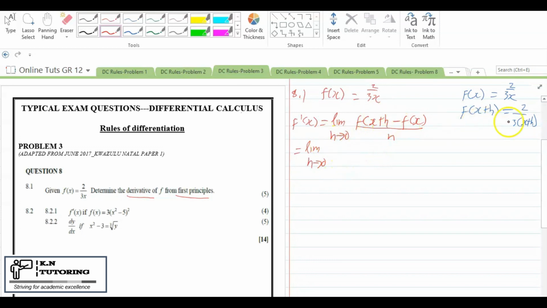Now, f of x plus h is 2 divided by 3 into x plus h, close bracket, minus, what is f of x? F of x is the same as 2 divided by 3x. Now, we can agree that this whole thing is divided throughout by h, right? Okay, but instead of writing divide by h, I will just put the sign there, just a different notation.